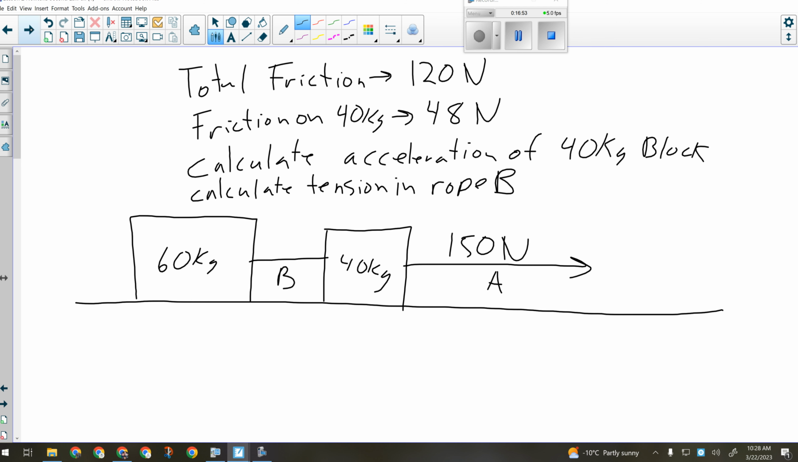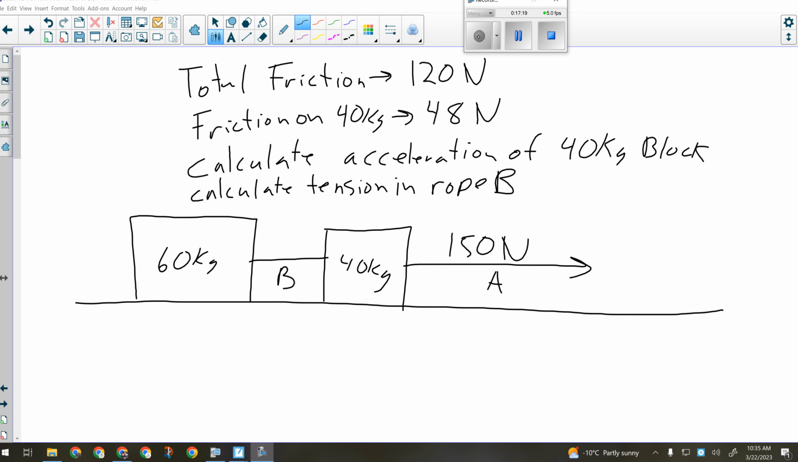All right, we did one like this with the 2 blocks. It's basically the same, I just put different numbers in it. Let's see what you remember about it. Okay, so we know the total friction on the whole system is 120 newtons. The friction on the first box is 48 newtons. I want the acceleration of the 40 kilogram block and the tension in rope B.